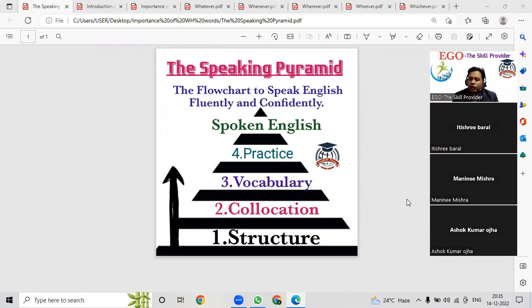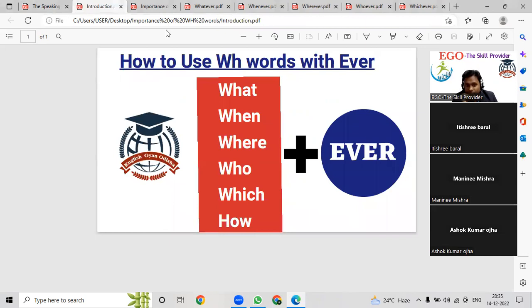So today we are going to learn some other structures. And what is that? This is our topic: how to use WH words with ever. I took this topic 3 or 4 months before, but still you people are having a lot of hard time whenever you try to use whatever, whenever, wherever, whoever, however, right? That's why I have taken how to use WH words with ever. What is the meaning and how to use it? That's very important, right? We have to check how to use it.